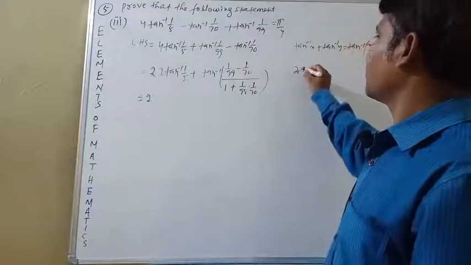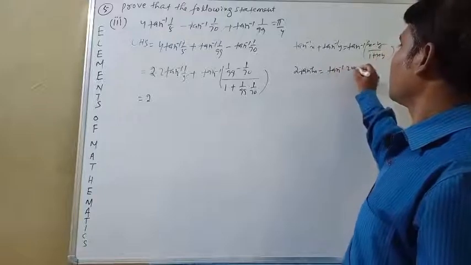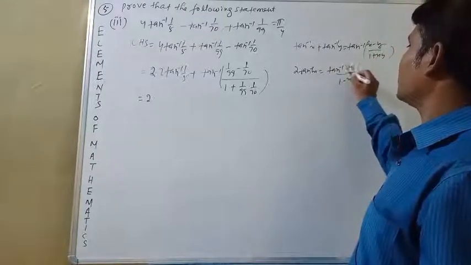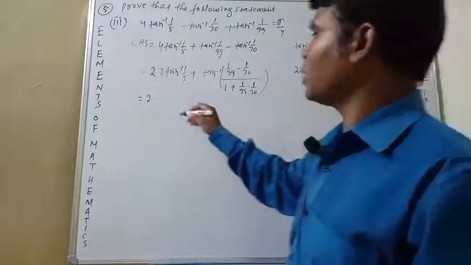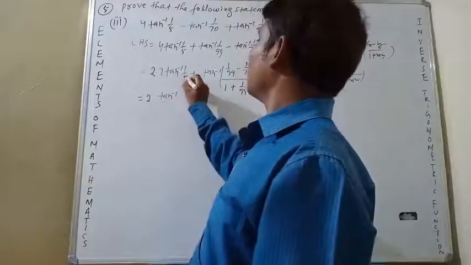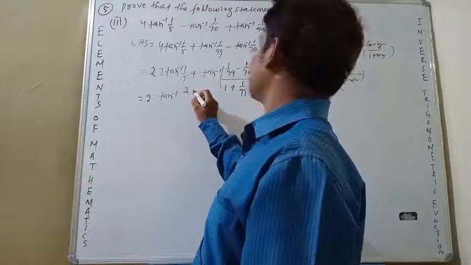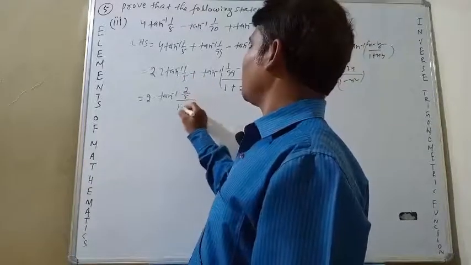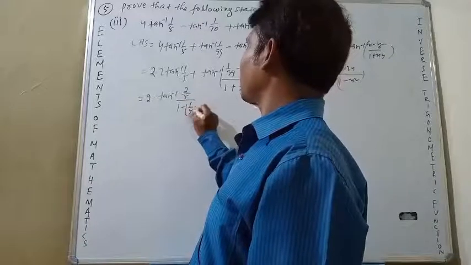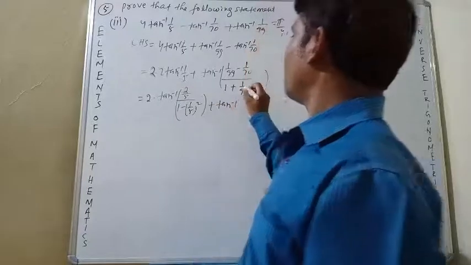x. The formula 2 tan inverse x is equal to tan inverse 2x by 1 minus x square. We can use this formula. Tan inverse, here x is 1 by 5, so 2x is 2 by 5, divided by 1 minus 1 by 5 whole square, plus tan inverse. This is how much?